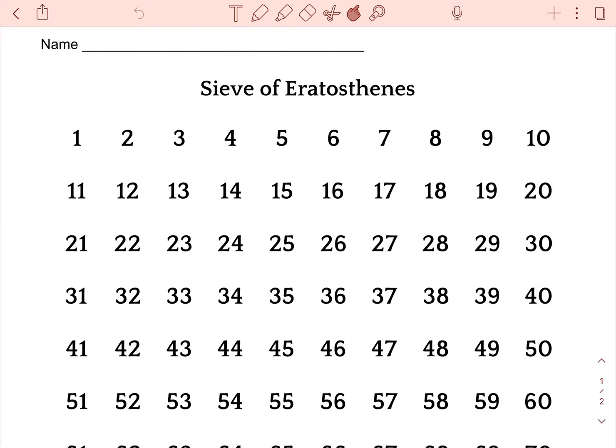Welcome, students. In our last lesson, we introduced this idea of prime and composite numbers. So just briefly, let's take a look again at what these terms prime and composite mean.